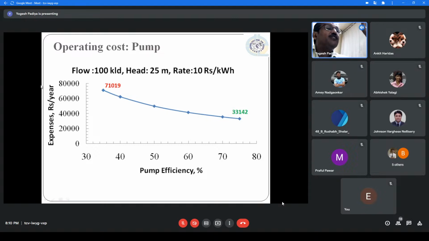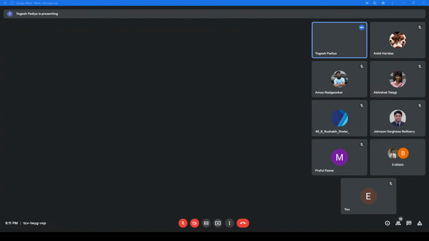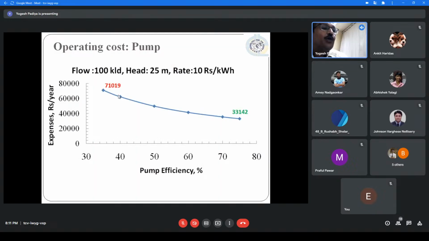So if this pump is costing 50,000 rupees and this pump is costing 30,000 rupees, you have saved 20,000 rupees. But now you are paying 40,000 rupees per year extra on the electricity bill. So it is better not to overlook the pump which is used in the society.